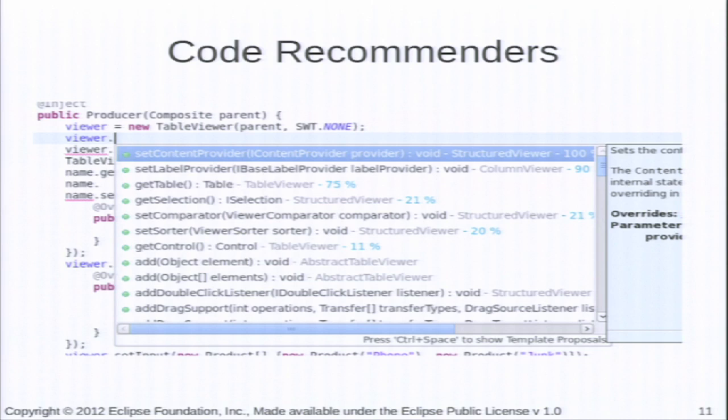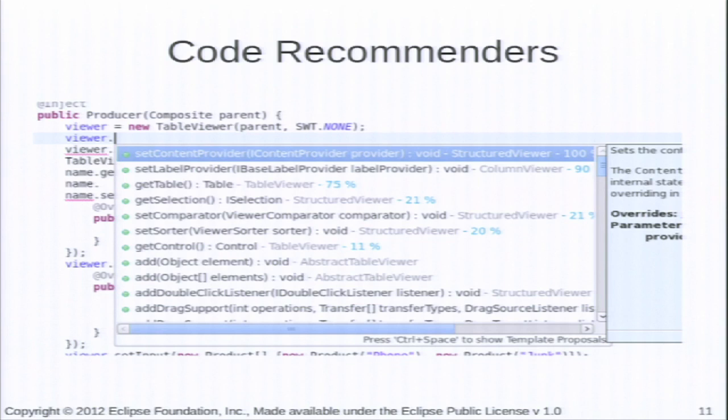If you look at the screenshot of an editor open here, I've created a table viewer, which is a user interface widget. I think it's probably obvious what it is. The next thing I do is type viewer dot. Now, if I look at all of the methods that viewer supports, there's a lot of them. And I'm really not always sure. I don't make enough of these to remember what the steps are that I need to do.